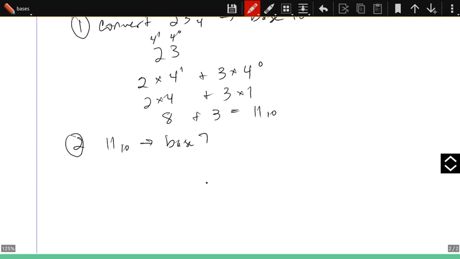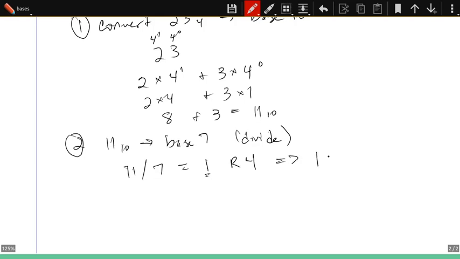And to do that, we need to divide 11 by 7. So remember, base 10 to another base, we use the divide method. So we divide 11 by the base 7. 11 divided by 7 is 1, and we have a remainder of 4. And since 1 is less than 7, we're done. So we write down the last quotient and the remainder, and that is our number in base 7. So 23 in base 4 equals 14 in base 7.